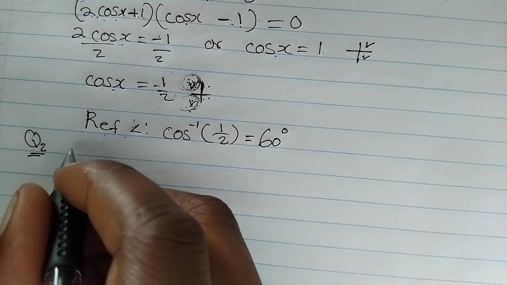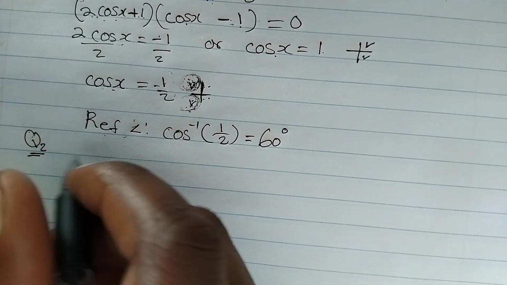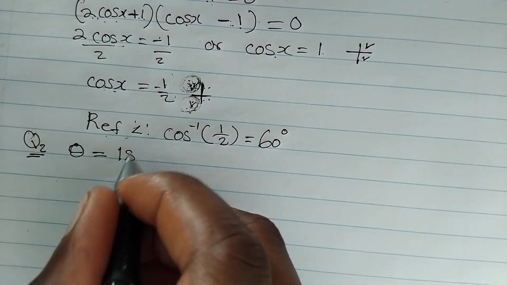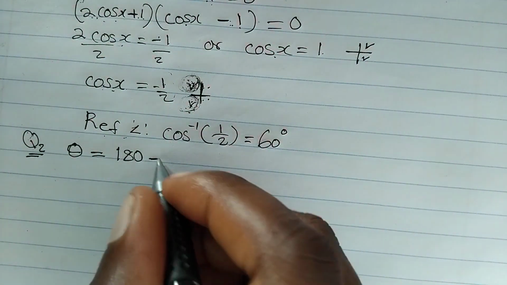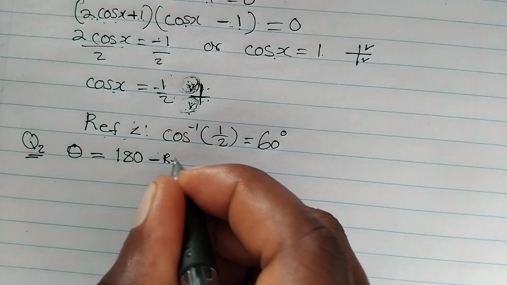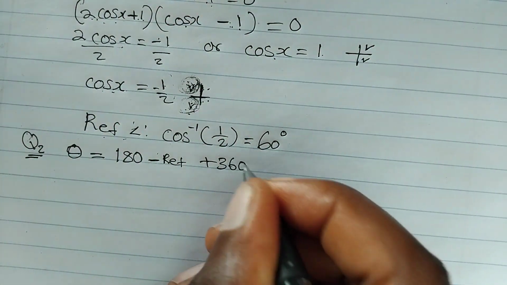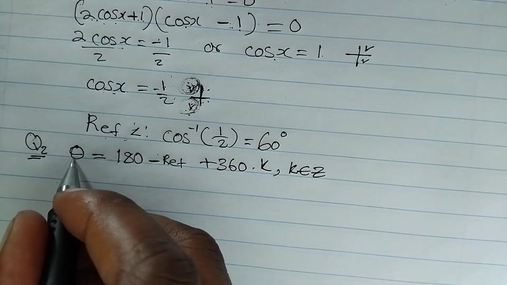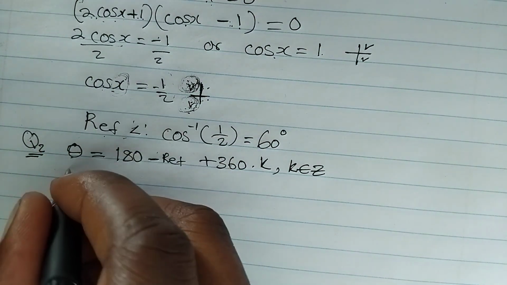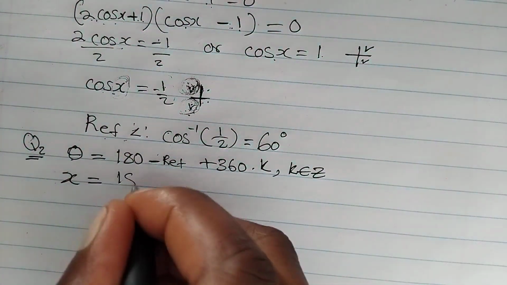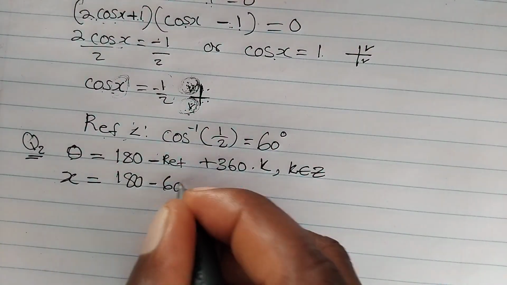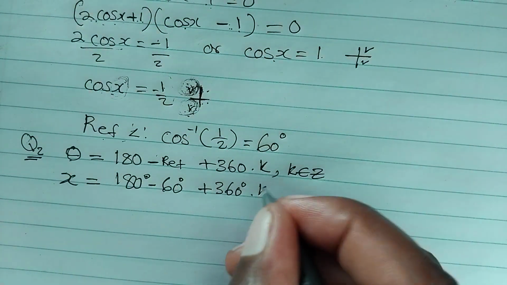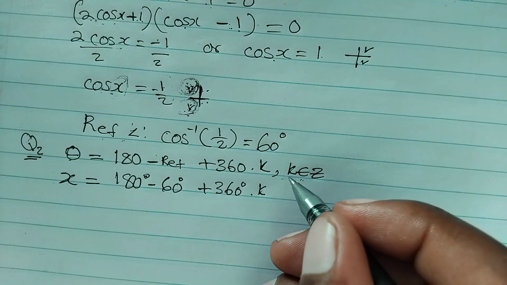You will write your angle here equal to what? Quadrant 2 is 180, so you'll subtract your reference angle, plus 360 times k, for k is an element of integers. The angle here, in our case, is x. So this will be 180 minus your reference angle, which is 60 degrees, plus 360 degrees times k. K is an element of integers.